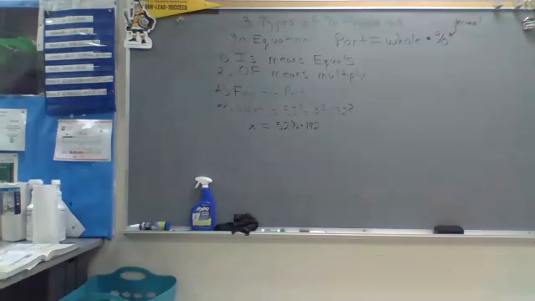So all we have to do is 52% times 192, and we'll have our answer. Now, the good thing is that you do have a calculator that doesn't have the percent sign, right? So all you have to do is put 52% there, and hit that second parentheses button, the percent button.